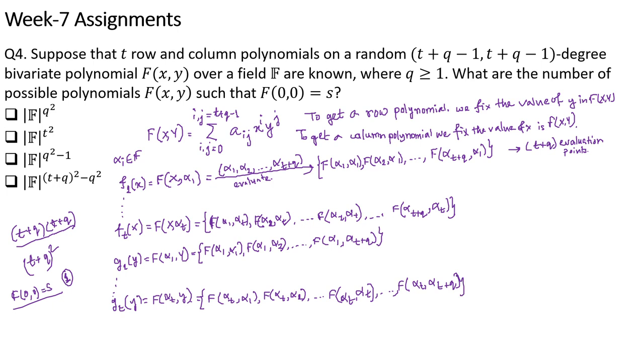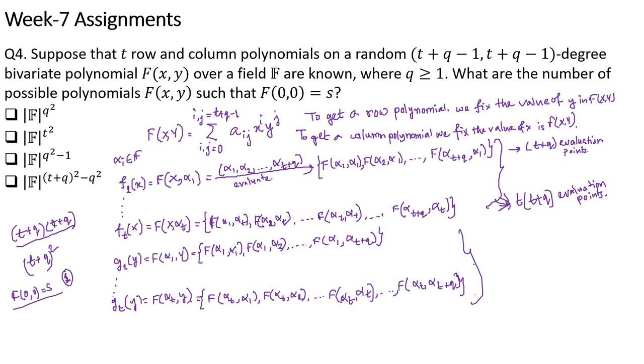Now what are the evaluation points that we can see, or how many evaluation points can we see? From f1(x) we see t plus q evaluation points. f2(x) will also give t plus q distinct evaluation points, and till ft(x) we are able to achieve a total of t into (t plus q) evaluation points. Only the row polynomials give this much information. Okay.